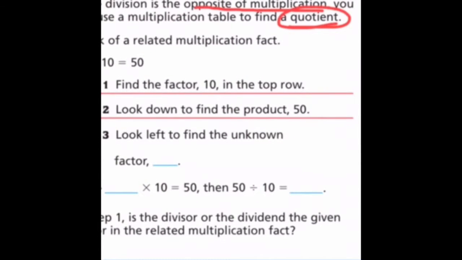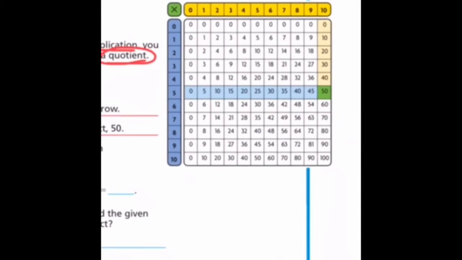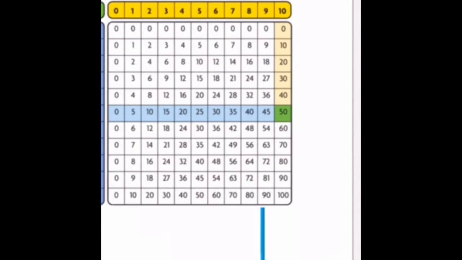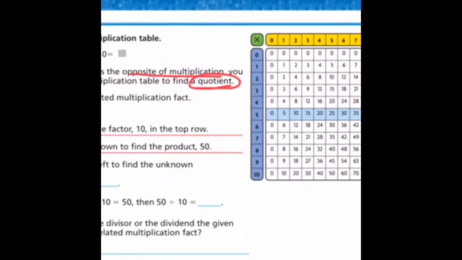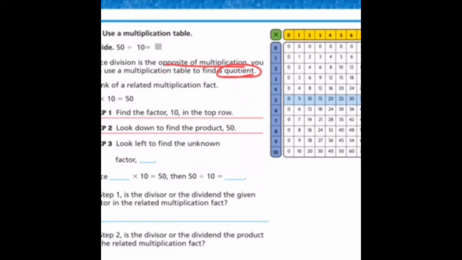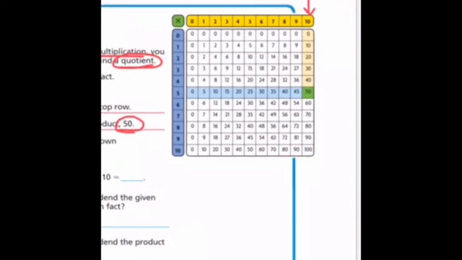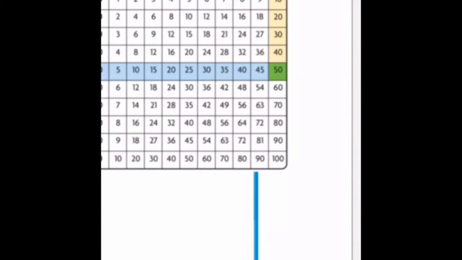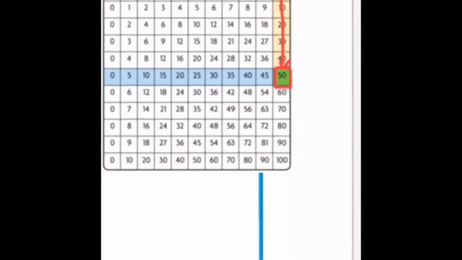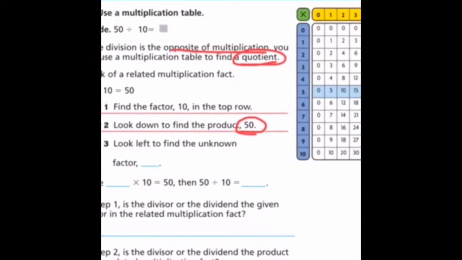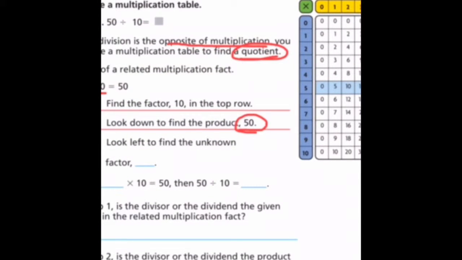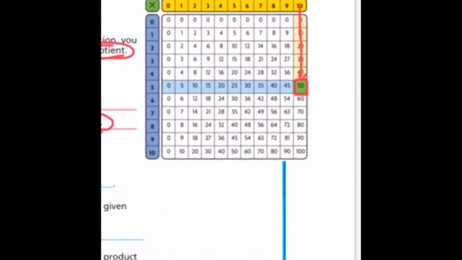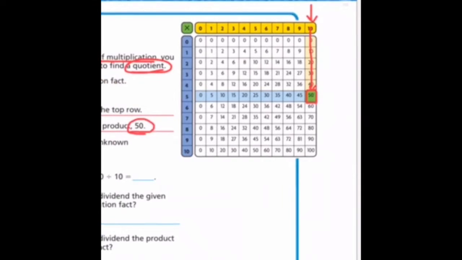Step 1, find the factor 10 in the top row. So we'll come over here, top row, 10. Step 2, look down to find the product of 50. Okay, so here we go down, down, down, down, down, down, down, down to here, and we found 50. Okay, because it was something times 10, that's why we went to the 10 in the top row, equals 50. That's why we stopped at 50 right here.